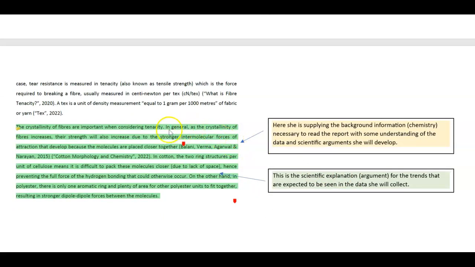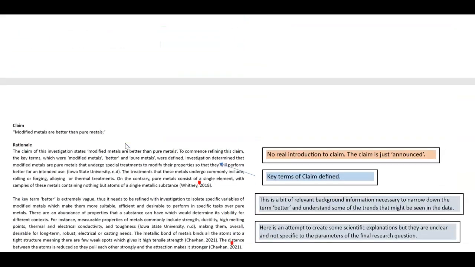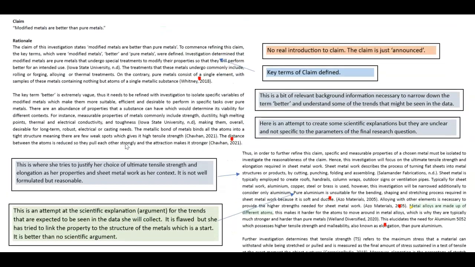Then she's giving the background information to the scientific argument that she's going to develop in her analysis of her results. Okay, so that was a really good rationale. Now we come to a grade 10 rationale, which was modified metals are better than pure metals.